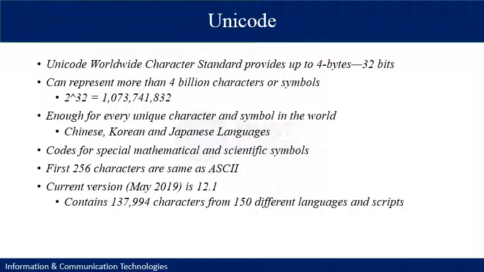So the final code is the Unicode characters. The Unicode Worldwide Character Standard provides up to a 4-byte or 32-bit set of characters, and these can represent up to 4 billion characters or symbols, which is enough for every unique character and symbol in the world and even for Chinese, Korean, and Japanese languages. Unicode is used for special mathematical and scientific symbols. And again, the first 256 characters in Unicode are the same as ASCII.